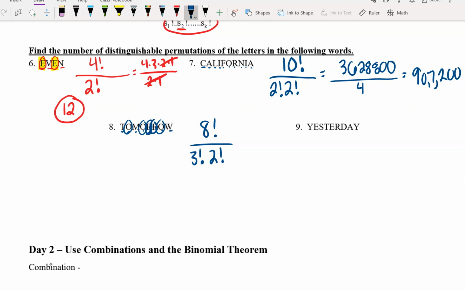So 8 factorial is 40,320. Divide that by 3 factorial, so divide by 3, and then divide by 2, and then divide by 2 factorial, which is just another 2. So I got 3360 as an answer there. I'm going to have you guys try yesterday on your own.